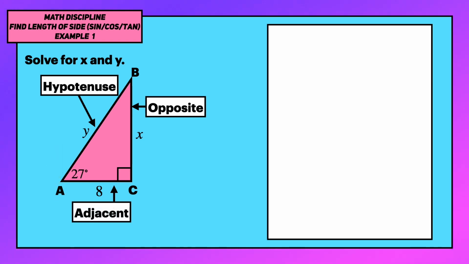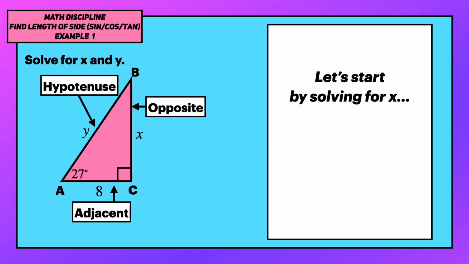We have to solve for both x and y, but we can only solve for one at a time. Let's start by solving for x. X is the length of the opposite side. Now, in order to use our trigonometric ratios, let's compare it to the side that we do know, which is side AC, which has a length of 8. So we are comparing the opposite side to the adjacent side.